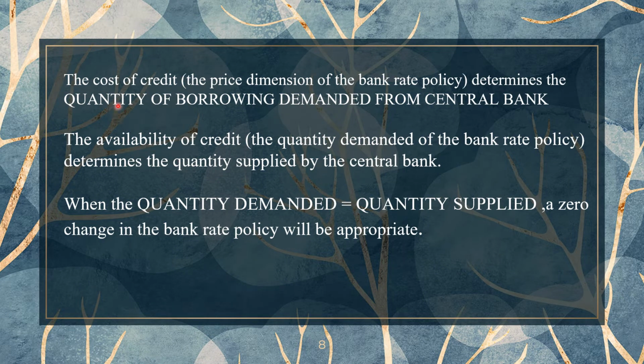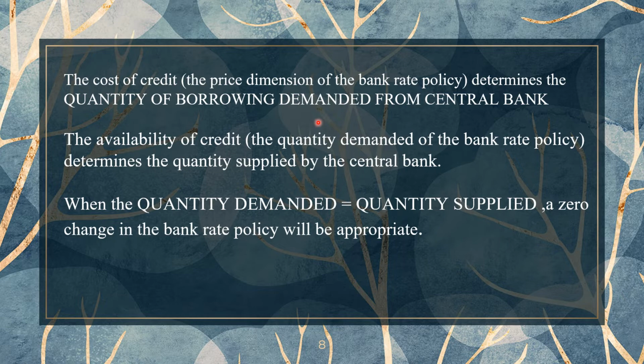See, the cost of credit, that is the price dimension of the bank rate policy. Bank rate policies, if we look at it from the price point of view, what we get is the cost of credit. Cost of credit determines the quantity of borrowing demanded from the central bank. If the rate is high, the quantity borrowed will be less. And the availability of credit, the quantity supplied by the central bank. Cost of credit will decide how much money the central bank will be able to lend to the commercial bank.